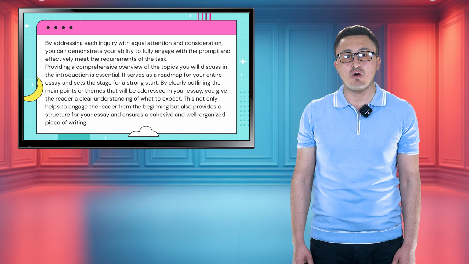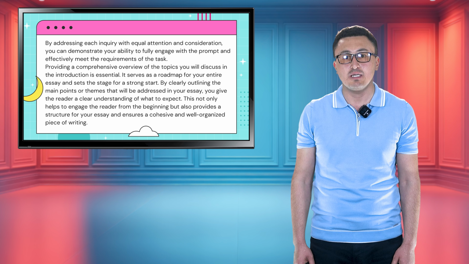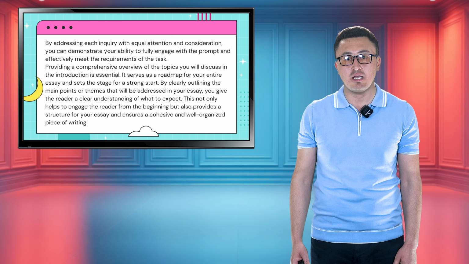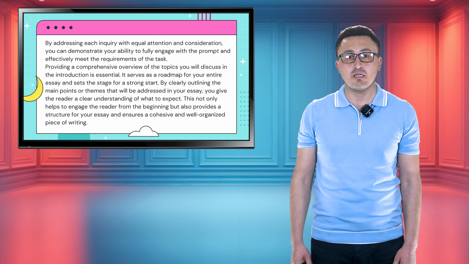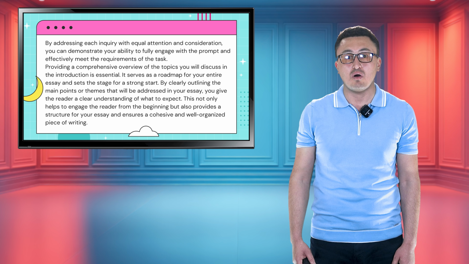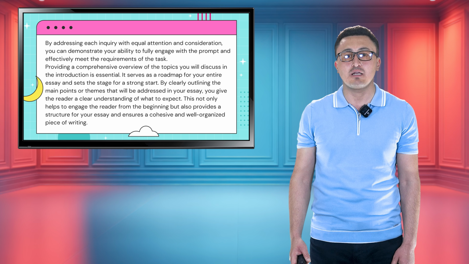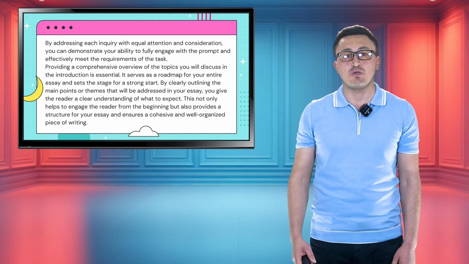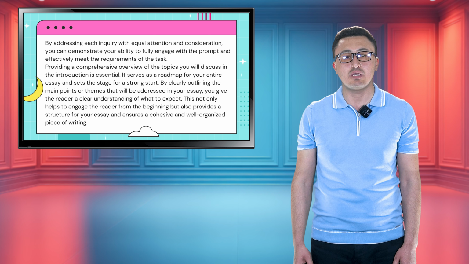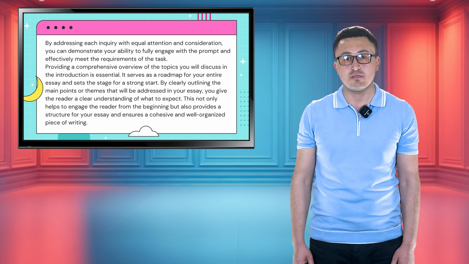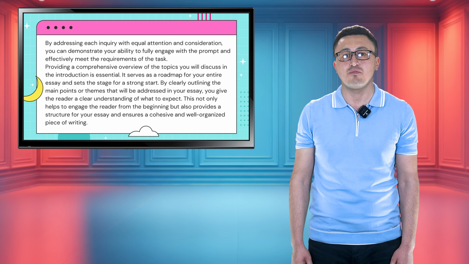Providing a comprehensive overview of the topics you will discuss in the introduction is essential. It serves as a roadmap for your entire essay and sets the stage for a strong start. By clearly outlining the main points or themes that will be addressed in your essay, you give the reader a clear understanding of what to expect. This not only helps to engage the reader from the beginning, but also provides a structure for your essay and ensures a cohesive and well-organized piece of writing.